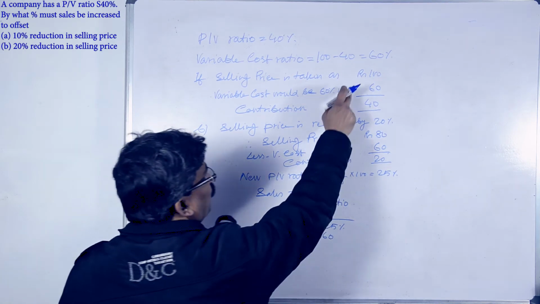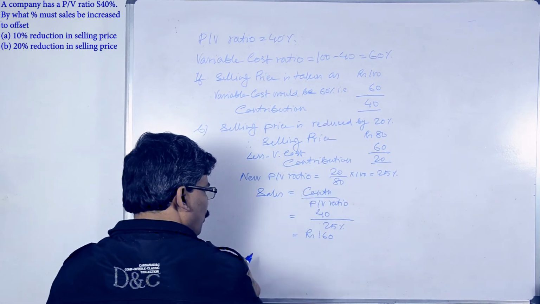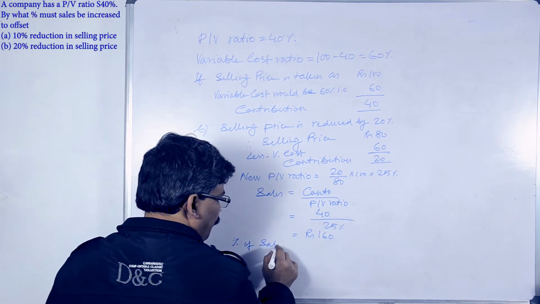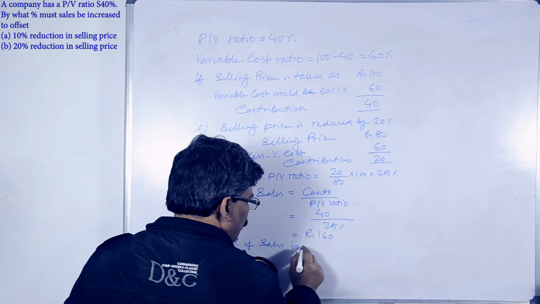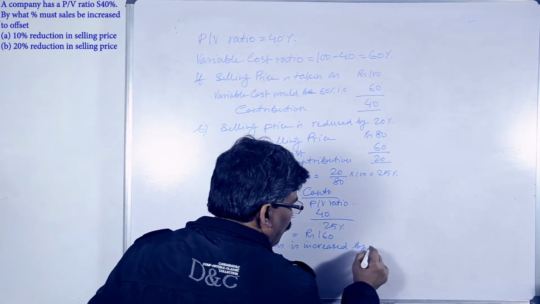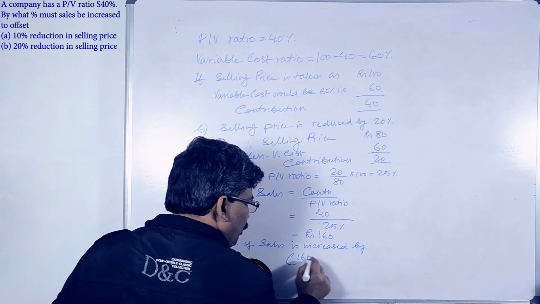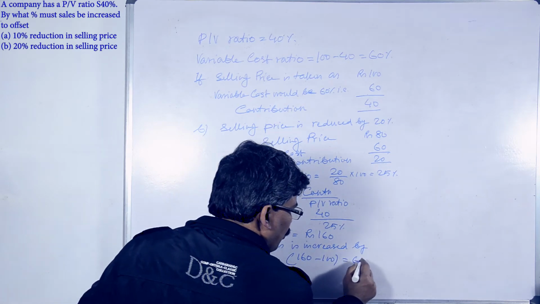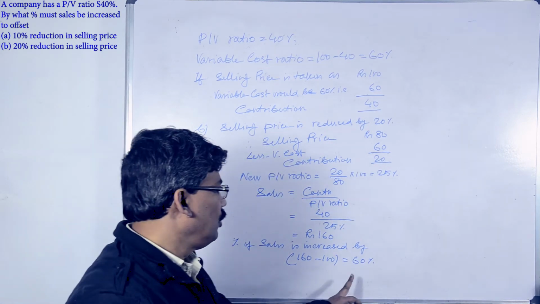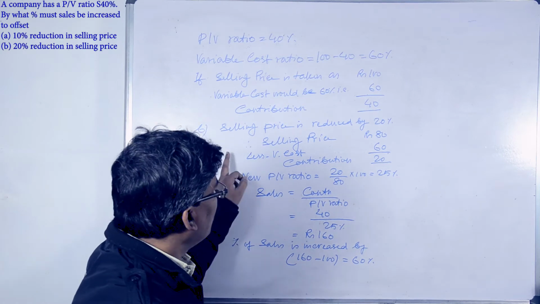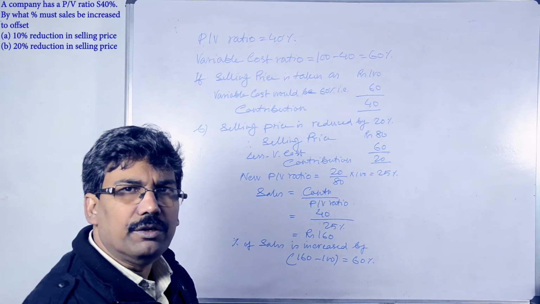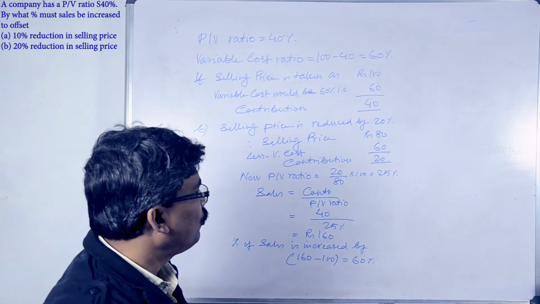Previously, sales were rupees 100. Now, sales is rupees 160. It means percentage of sales is increased by 160 minus 100, that is equal to 60%. Means if sales volume will be increased by 60%, then the effect of 20% reduction in selling price will be offset and we can earn the same amount of contribution, 40 rupees.